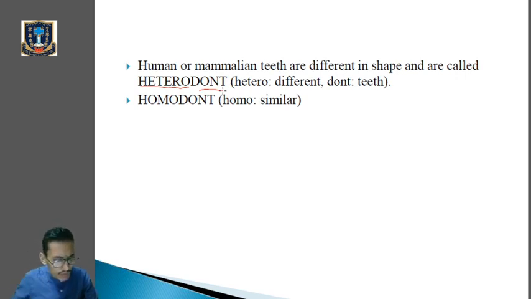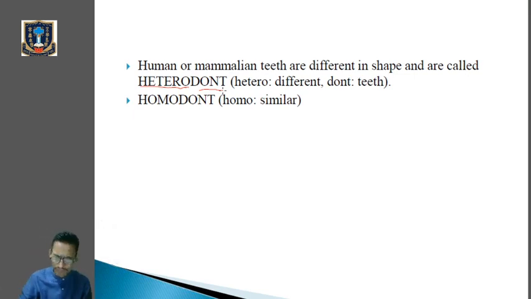Whereas in case of other animals like lizards and frogs, the teeth are homodont. H-O-M-O, homo means similar, dont means teeth. So in case of other animals like lizards and frogs, the teeth are homodont. They have similar structure and functions, but we have heterodont teeth because our teeth are different in structures and different in functions.